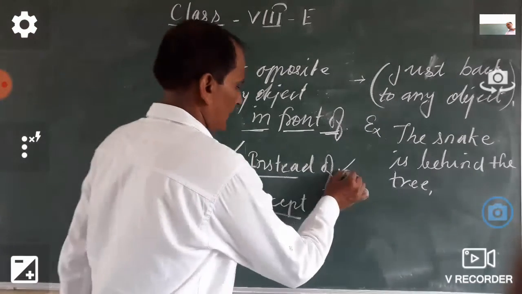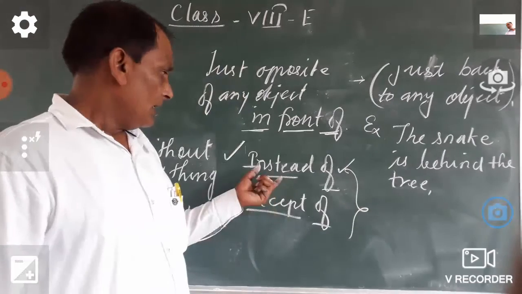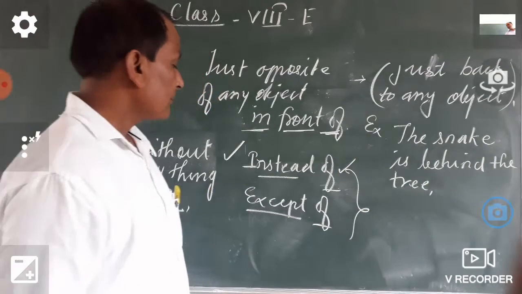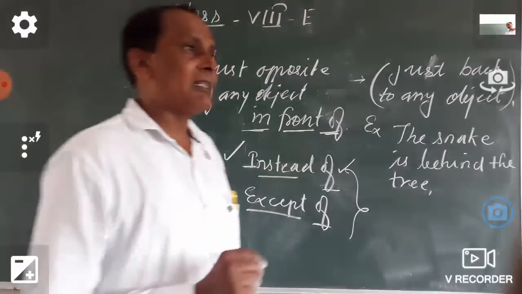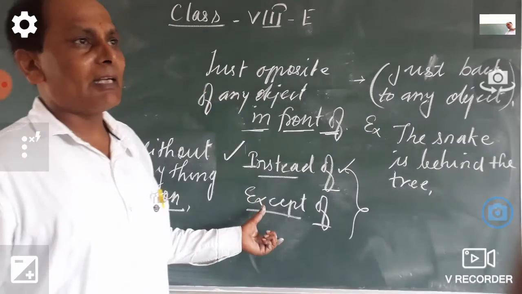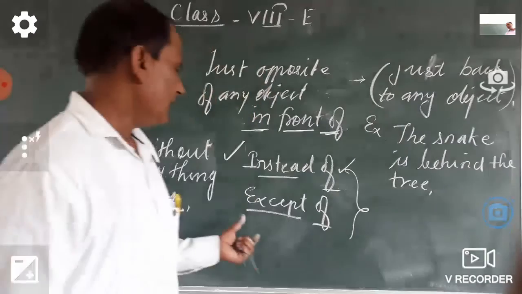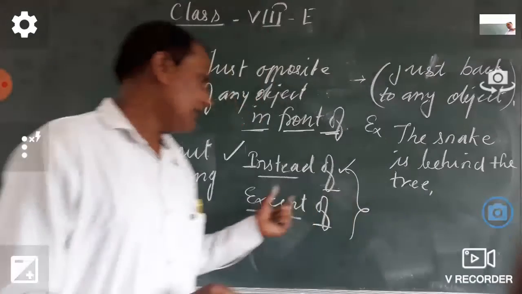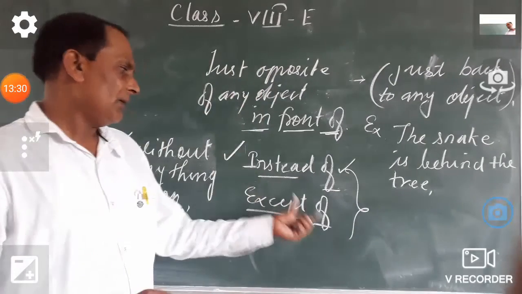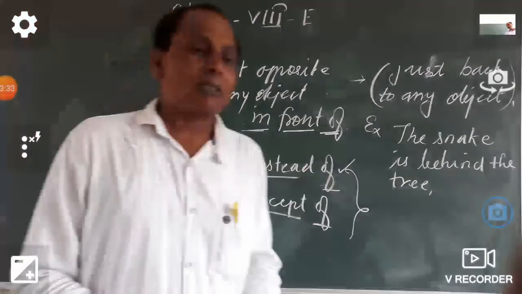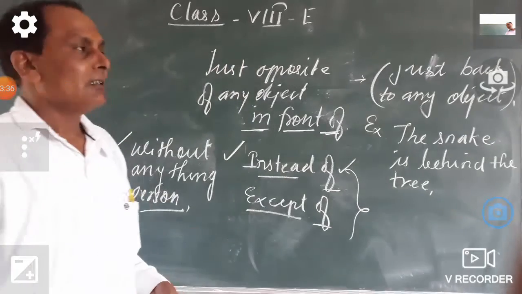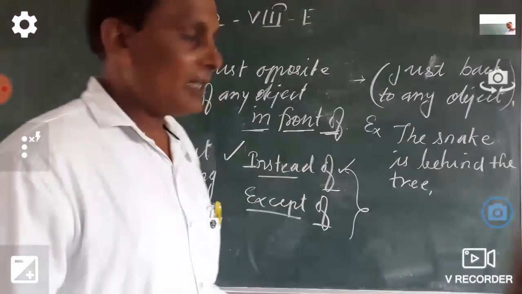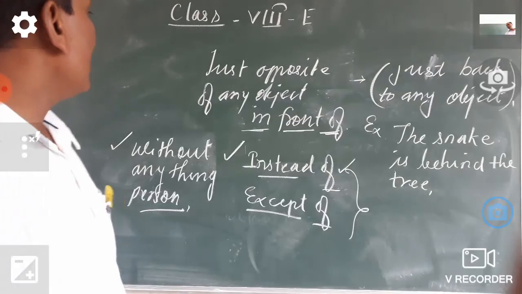Except of, both have the same meaning. Sometimes generally we say, except of the math candidate everyone was present. Except of the math candidate everyone was present. It means instead of or except of both have a similar meaning, and for this you can use except of or instead of. These are the main basic points of the grammar in prepositions. Regarding this chapter, we shall continue.